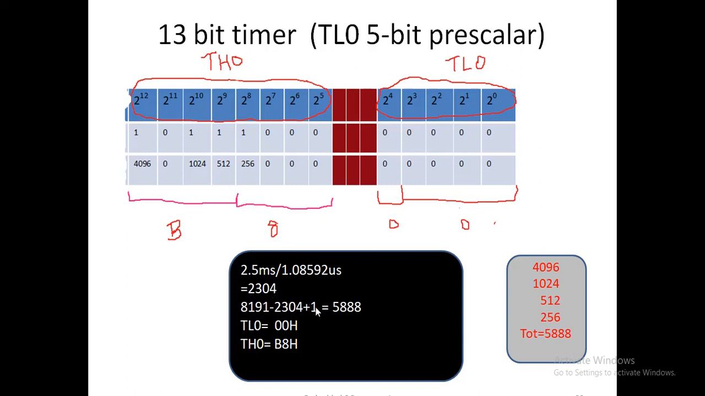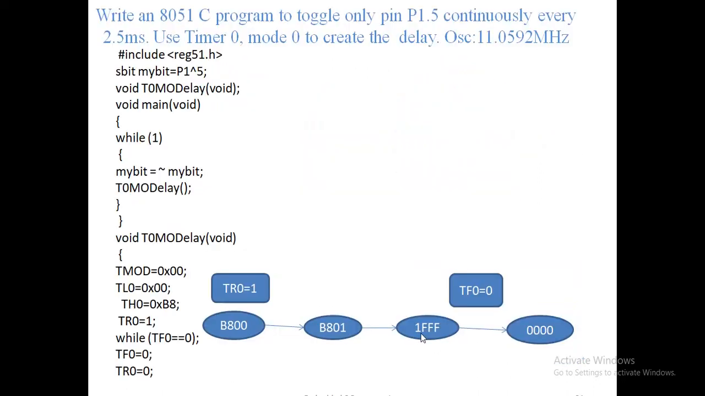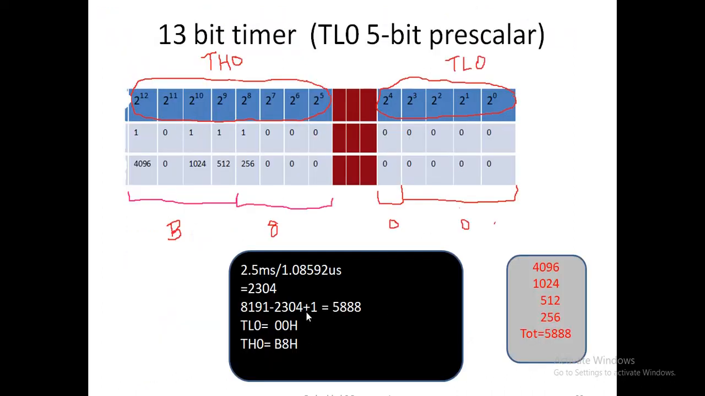Why this plus? Because of this 1F of 2, once it reaches the maximum, it goes to 00, so it will require one more increment. That's why I'm adding this plus 1, so I will get 5888. So now, how to load TL0 and TH0?